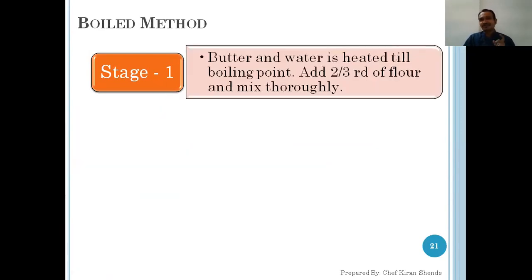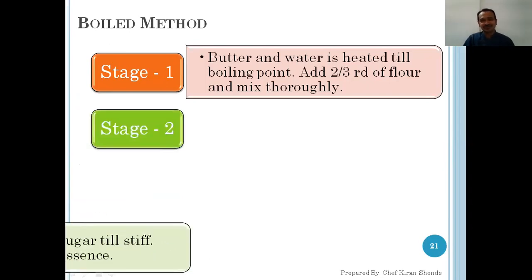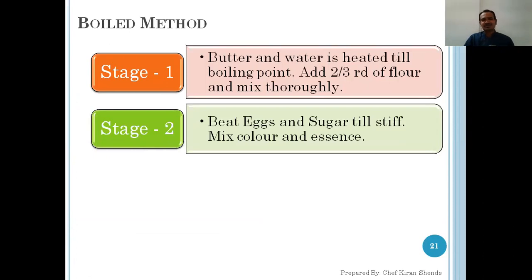In stage 1, water is heated till the boiling point, add 2/3 of the flour and mix it thoroughly. You can even compare this to choux pastry making, wherein you heat up the fat and the water and then finally add the flour. So it is on the same lines.